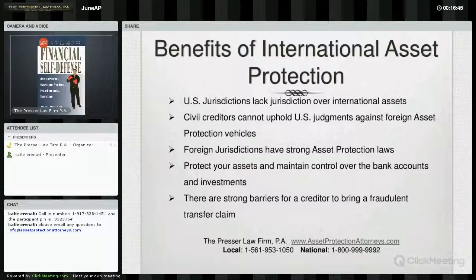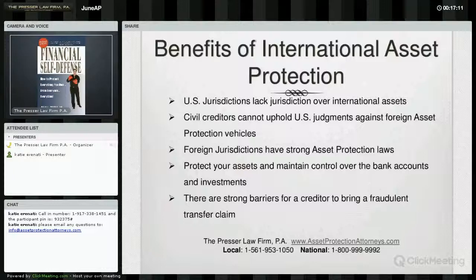So what are some of the benefits of international asset protection planning? Number one, the U.S. jurisdictions lack jurisdiction over international assets. So if you have a proper international asset protection plan set up and the assets have properly been moved over to that plan, well, you're now outside of the U.S. jurisdiction. So a U.S. judge would not have custody or jurisdiction over those assets.